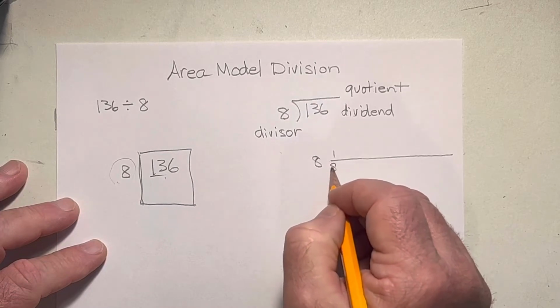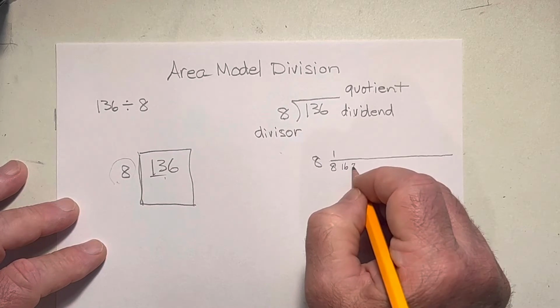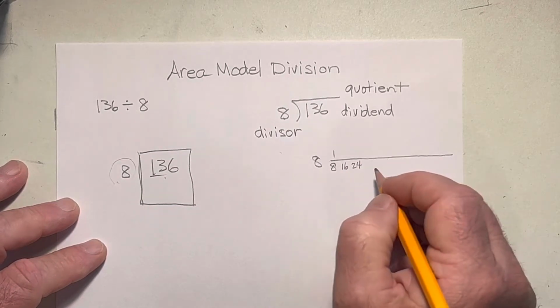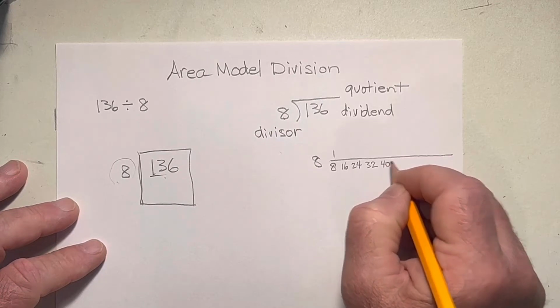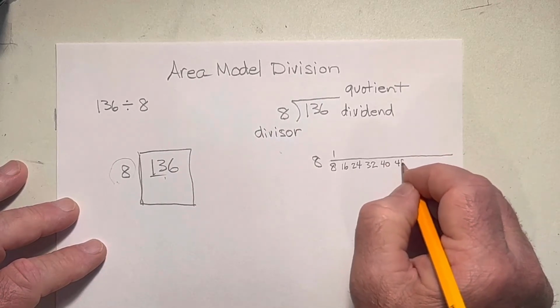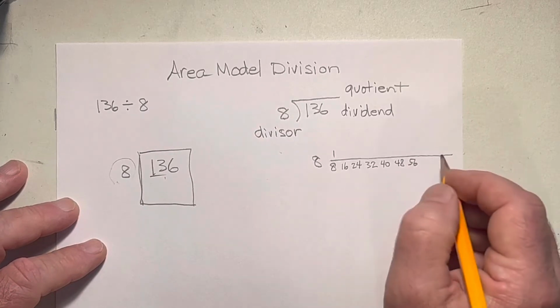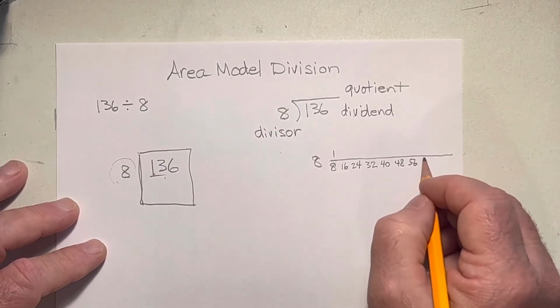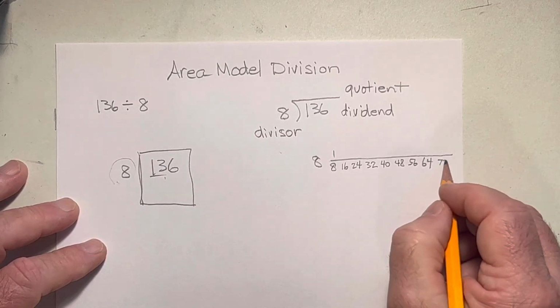1 times 8 is 8. 8 plus 8 is 16. 16 plus 8 is 24. 24 plus 8 is 32. 32 plus 8 is 40. 40 plus 8 is 48. 48 plus 8 is 56. 56 plus 8 is 64. 64 plus 8 is 72.